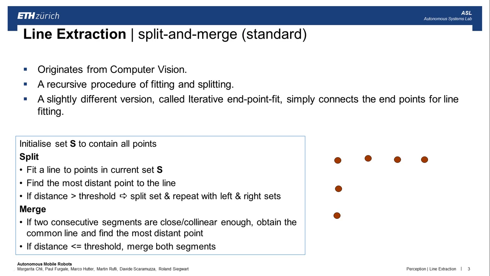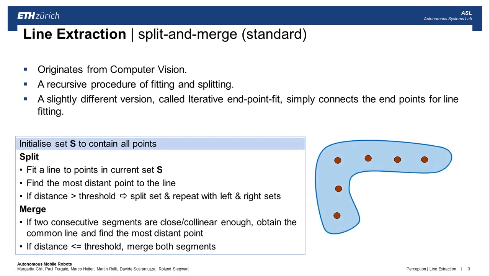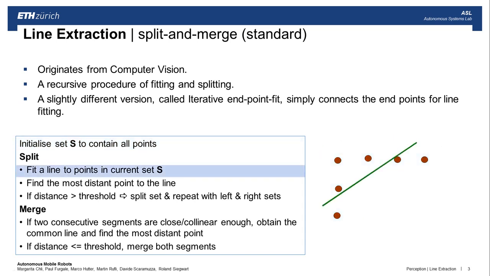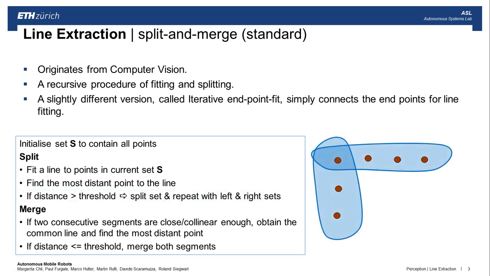Split and merge originates from computer vision, and it is essentially a recursive procedure of fitting and splitting. So let's see how it works via this simple animation. We initialize the set S to contain all of the points. We fit a line through all the points present in S, and we find the most distant point to the line. If the distance of this point is bigger than a threshold, then we split the set and repeat with the left and the right sets.